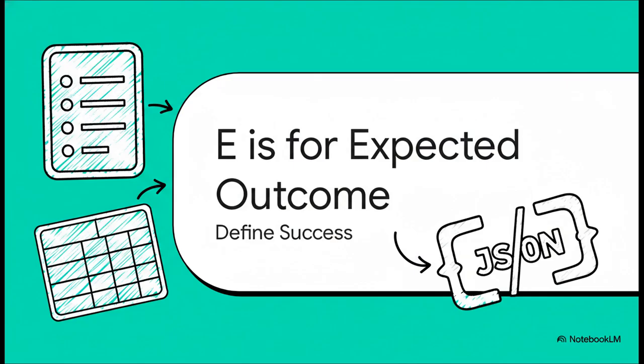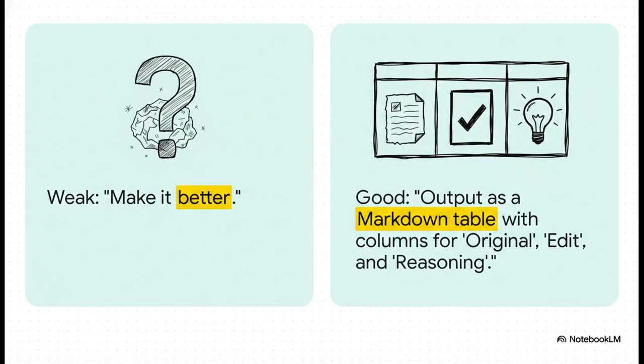And finally, we have E for expected outcome. This is all about the format. How do you want the answer delivered? You want a list, a table, a JSON object for your code? If you don't specify the length, the structure, and the format, you're leaving that final, absolutely crucial step completely up to chance. "Make it better" has to be the most common and most useless prompt in the entire world.